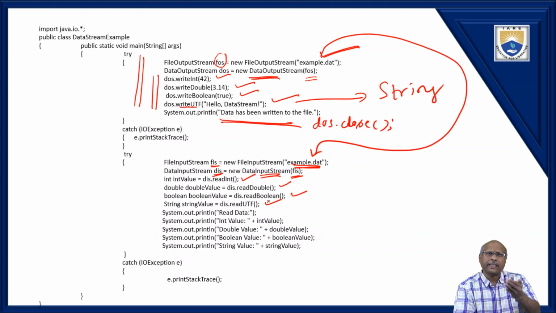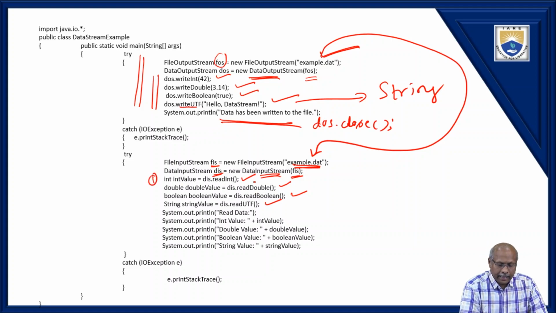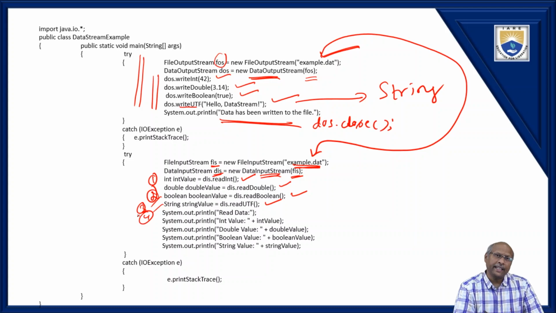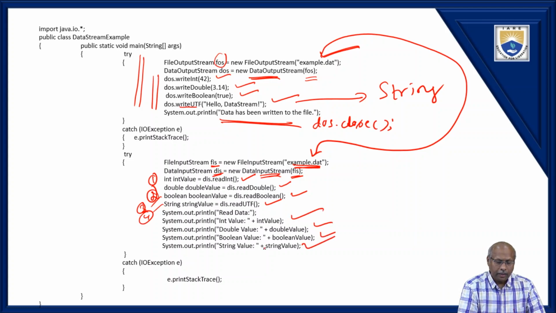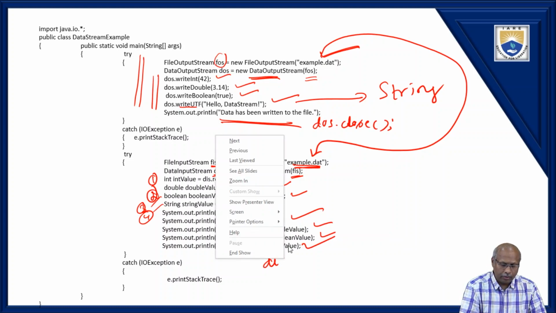The way you have written, in the same way you have to read it. First you wrote one integer, so here also, first read integer. Second, you wrote double. Here also, second, read double. There you wrote boolean value. Here also, read boolean value. Then you wrote one string, so read it. Write UTF, read UTF. After that, print on the screen. And finally, close it. ds.close.